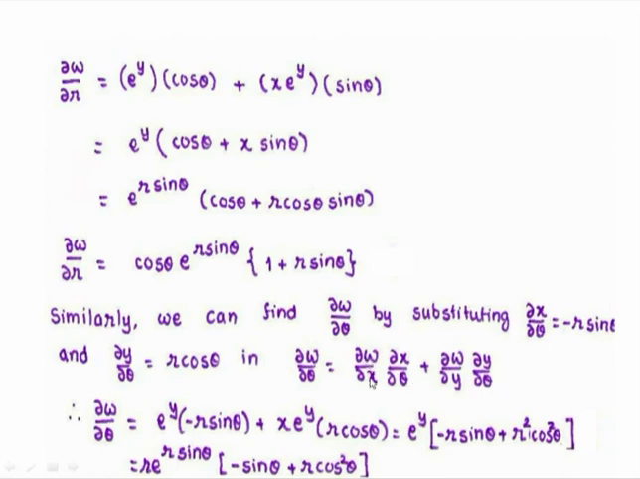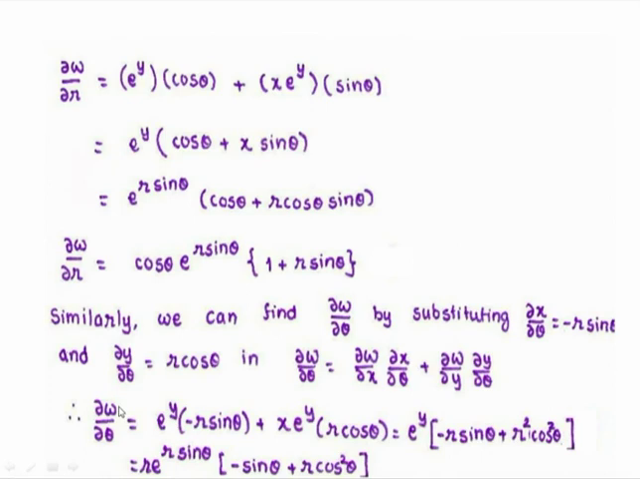So the formula becomes del w by del x into del x by del theta plus del w by del y into del y by del theta. Therefore we get del w by del theta is equal to, this is the value of del w by del x, which is e raised to y into minus r sin theta, plus x into e raised to y r cos theta. So from both the terms we get e raised to y common, multiplied by minus r sin theta plus r square cos square theta if we substitute the value of x here. So x is r cos theta and r cos theta, so r square cos square theta.